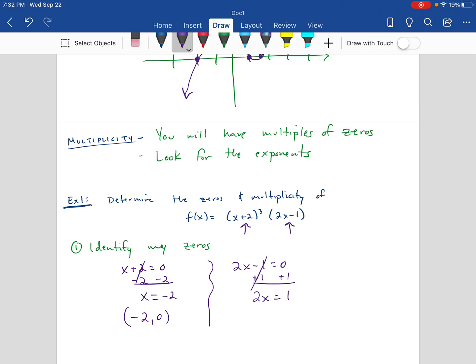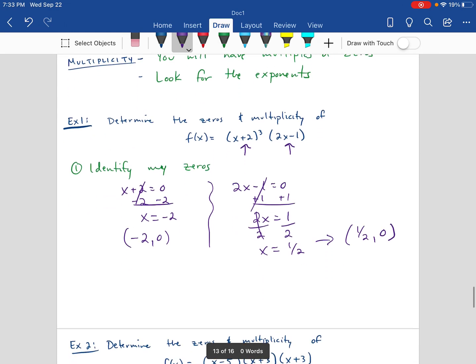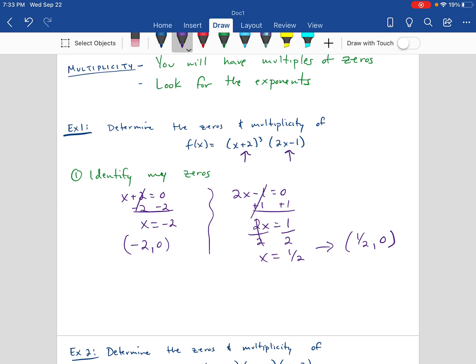The other equation, I have 2x is equal to 1, divide by 2 to both sides, x is equal to 1/2, which means that my coordinate is (1/2, 0), or (0.5, 0). Okay, I'm not asking you to graph, so a fraction is fine. If you want to change it to a decimal, you can. Now instead of graphing, I am going to look for the multiplicity.